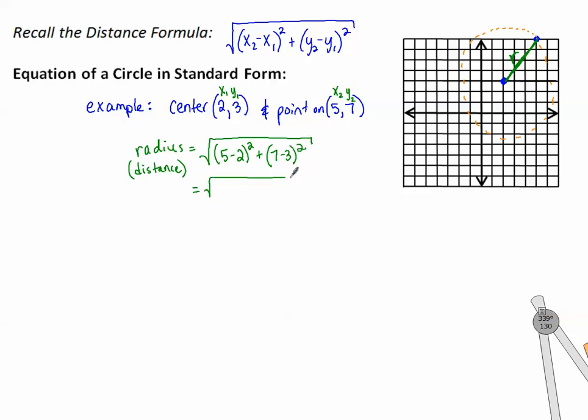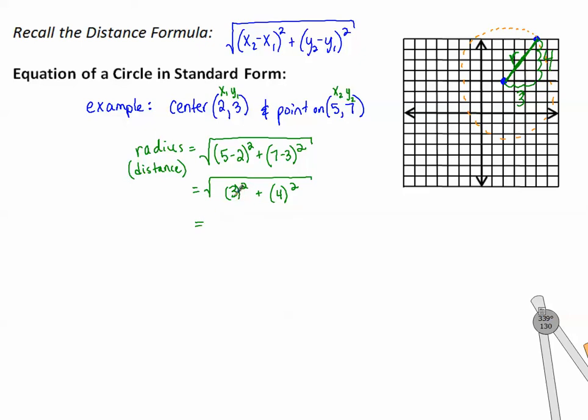What do we get when we simplify that? 5 minus 2 is 3, 3 squared. 7 minus 3 is 4, 4 squared. Now, just a quick review. If I were, instead of having to subtract these points, to simply count the blocks from one point to the other point, in the x direction, 3 blocks, in the y direction, 4 blocks. So I have the same numbers that I did get by subtracting. Just keep that in mind. We've done that in the past.